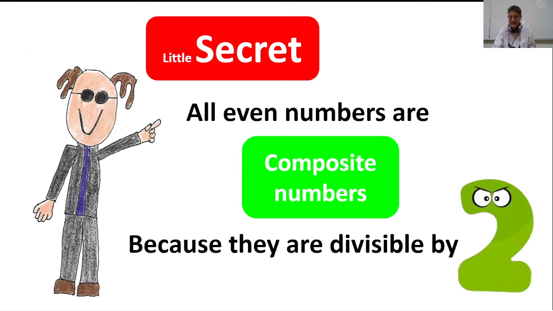Do you understand? Yes? 10 divided by 2 equals 5. 16 divided by 2 equals 8. So every even number is a composite number.